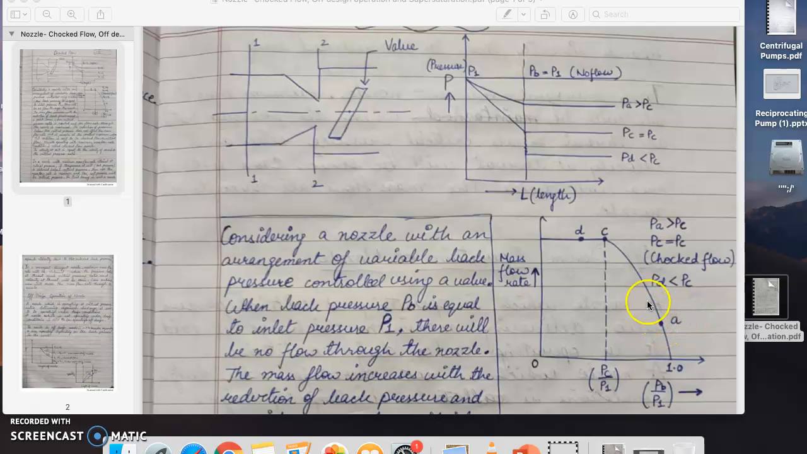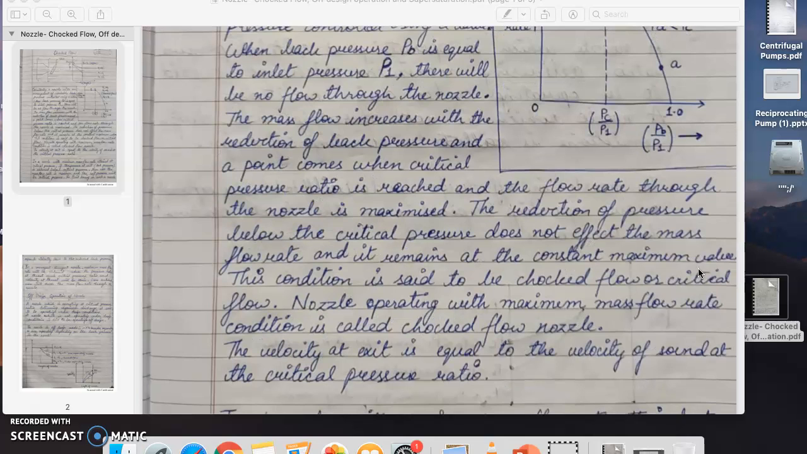But when the back pressure is reduced until the pressure ratio is equal to the critical pressure ratio, the mass flow rate obtained at the exit will be the maximum possible mass flow rate. Further reduction of the back pressure, that means when P_B upon P1 is reduced further, there will be no change in the mass flow rate and it will become constant. This condition at point C of the nozzle is known as the choked condition, or the nozzle is said to be choked, and the type of flow in this condition is known as choked flow.